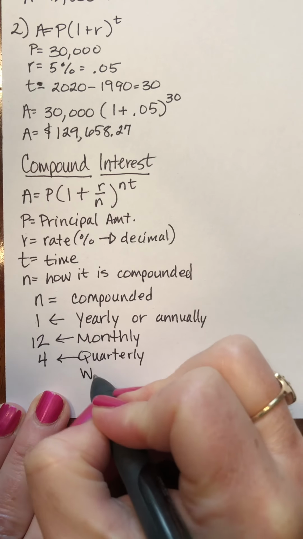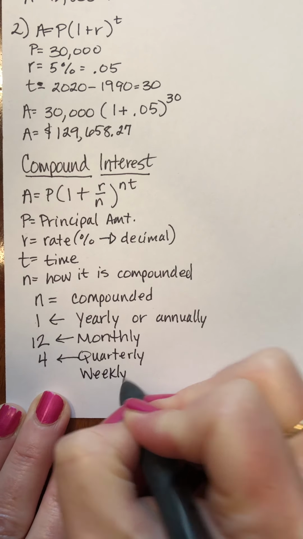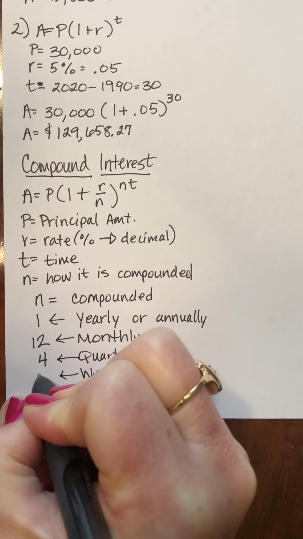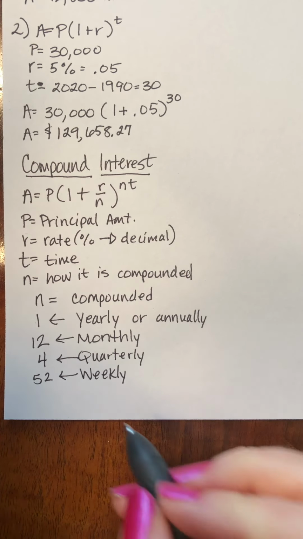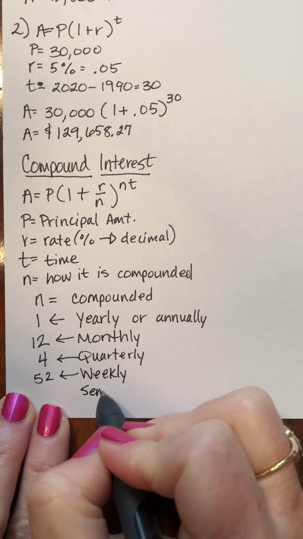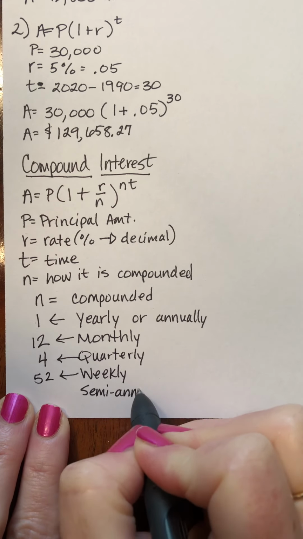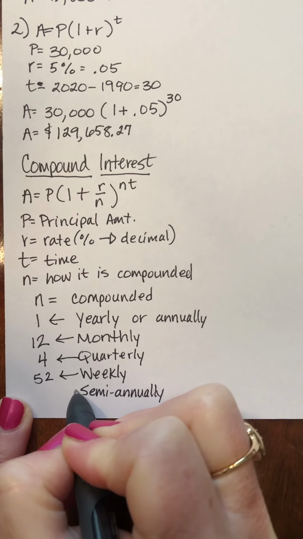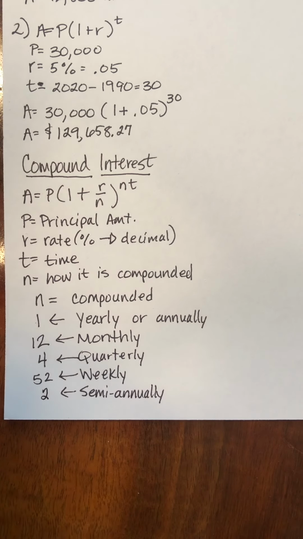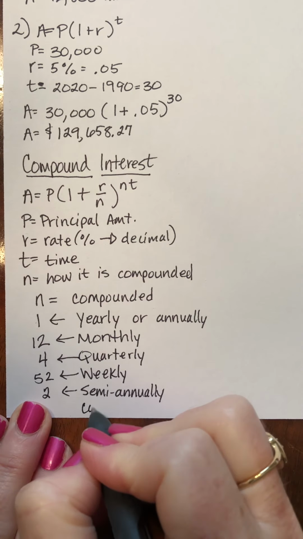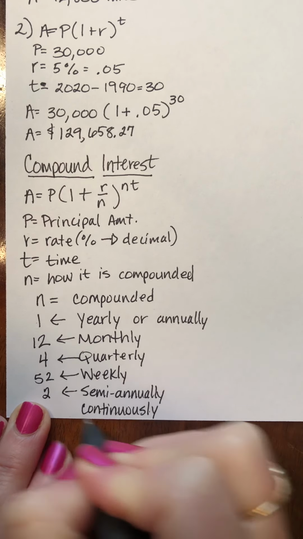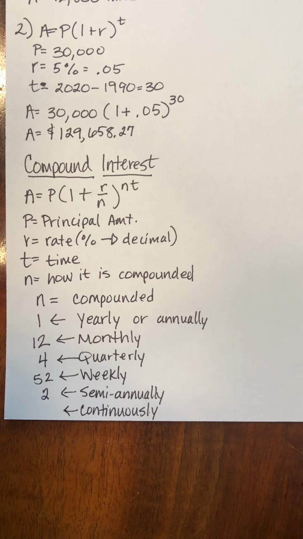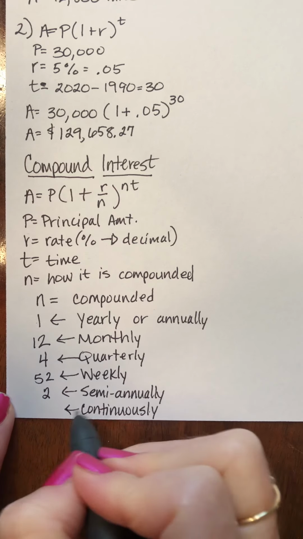Now we also have weekly. So how many weeks are in a year? 52. And we do have compounded semi-annually. That means twice a year. And so in that case, n is going to be 2. We do have one more, and it's called continuously. What that means is this is compounded every day, every second. Well, how many days are in a year?